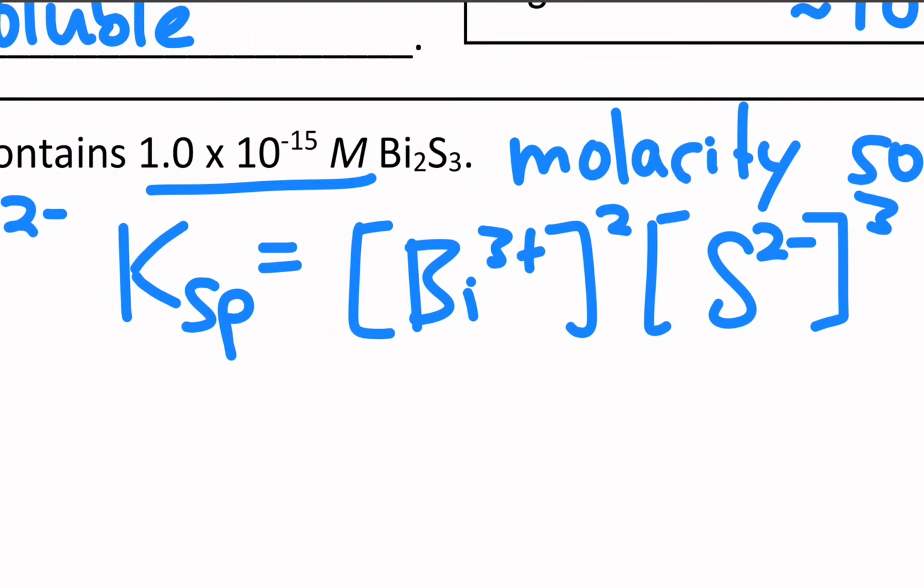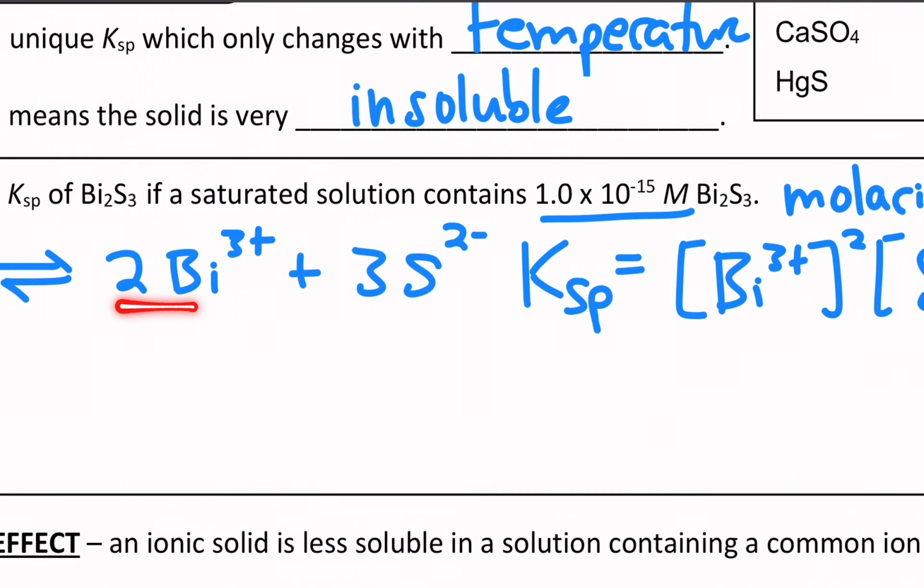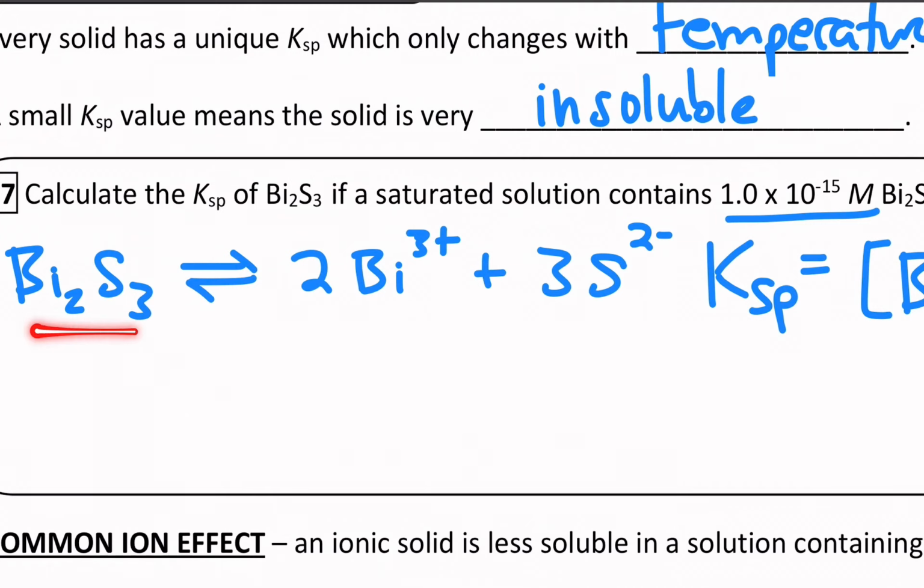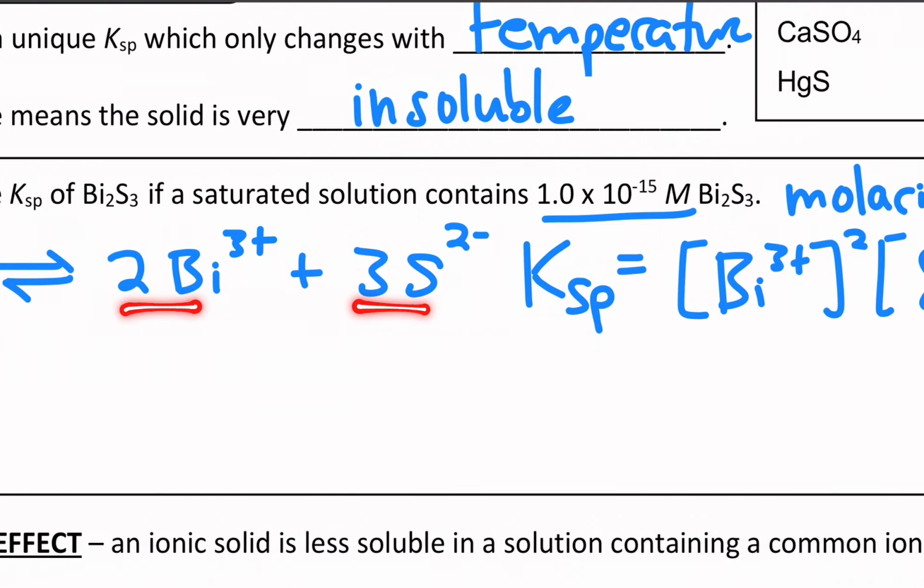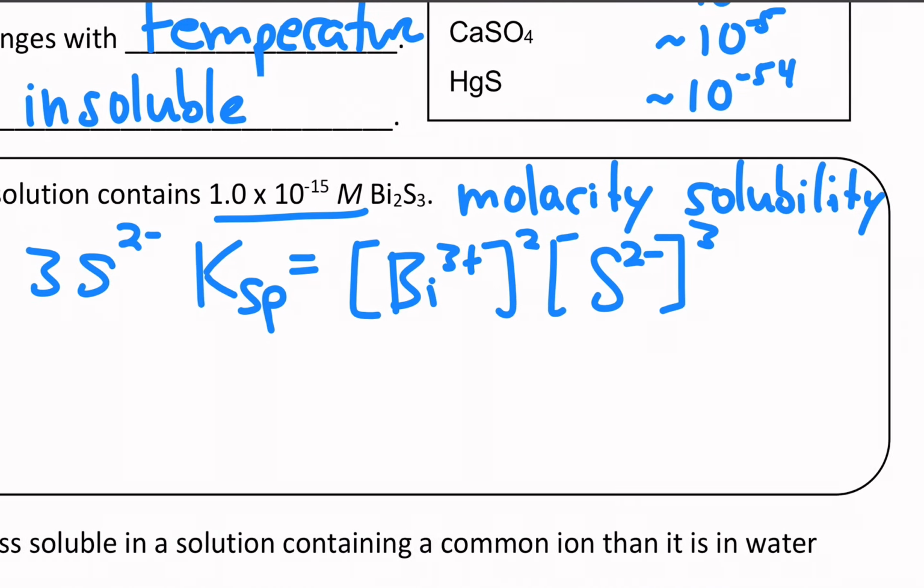And those are proportional to each other because we just showed that they dissociate in a 2 to 3 ratio based on the formula. And for every 1 of the bismuth sulfides, we get 2 bismuth ions and 3 sulfide ions. And one of them dissolves at a molarity of 10 to the negative 15.